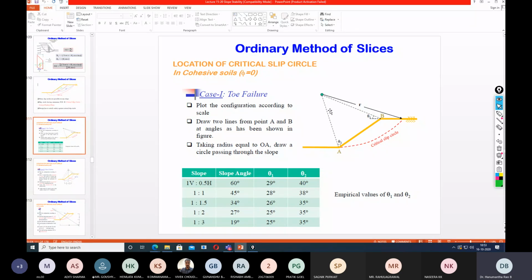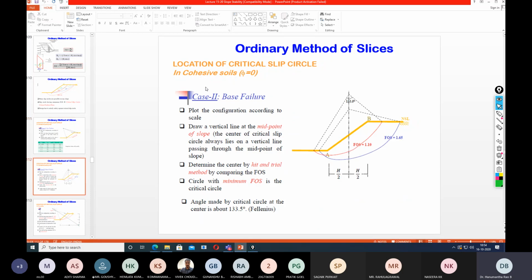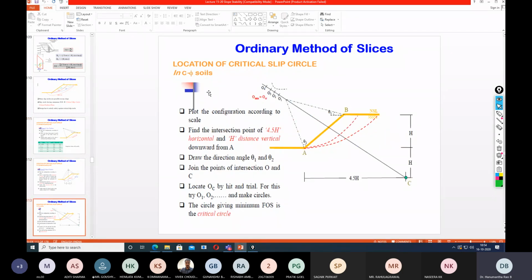Here also I can locate the center of the circle, but this only gives the toe failure for phi equal to zero soil, the cohesive soil. If I want to deal with c-phi soil, then what should I do? If I take only theta 1 and theta 2 and identify the center of the circle, this replicates case 1 where phi is equal to 0. But in case of c-phi soil, the same case 1 has been extended to be valid for c-phi soil. In that case they have drawn an inclined line where the center of the circle is known.